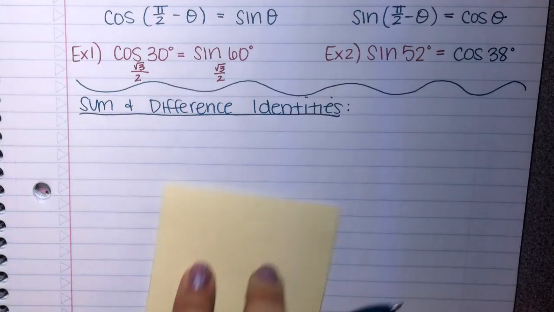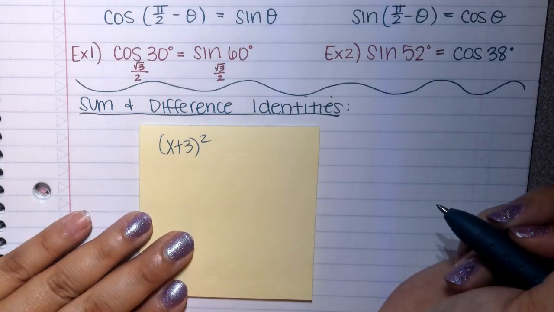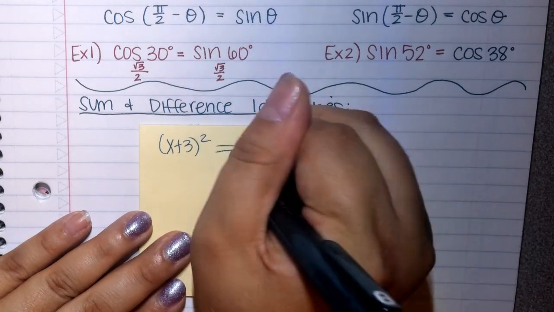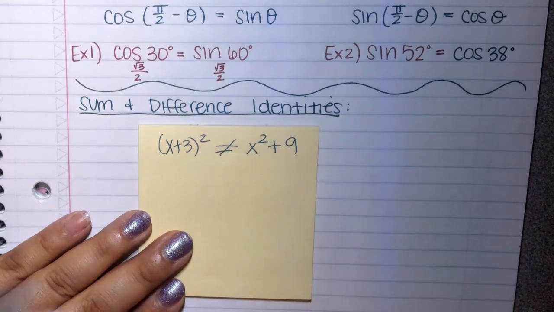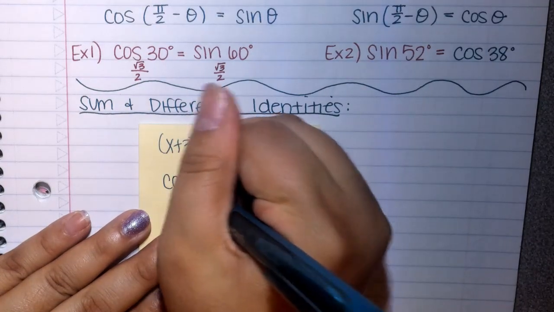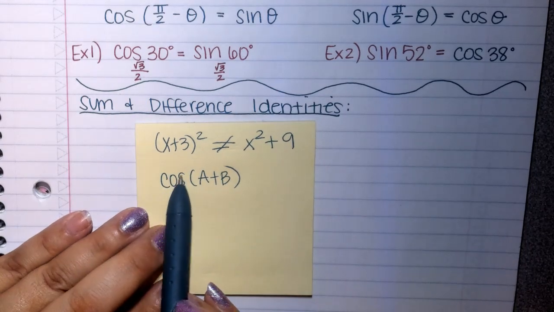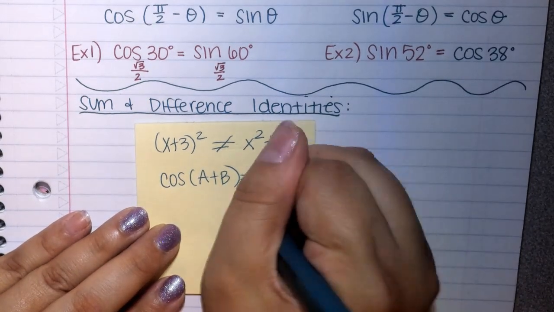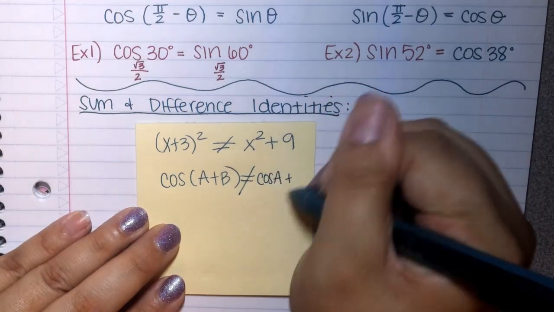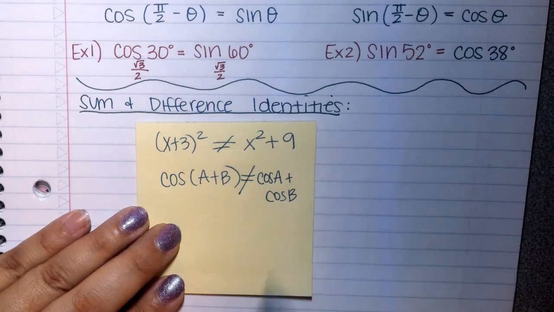Do you agree that if I give you x plus 3 squared, you cannot just distribute that squared and get x squared plus 9? Do you agree that's wrong? Yes. And we have learned that we are not allowed to do that. The same thing applies when you have the sum of cosines. When you have the cosine of a plus b, you cannot just distribute this and get the cosine of a plus the cosine of b. It does not work like that. That is not equivalent. Please do not do that.